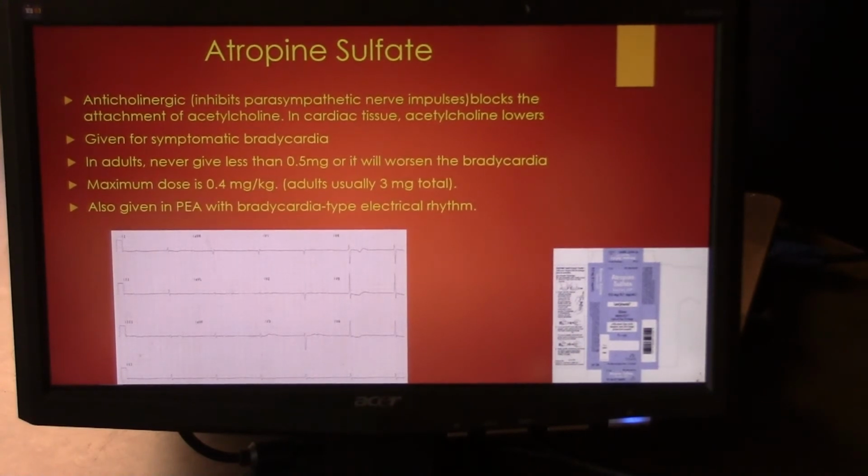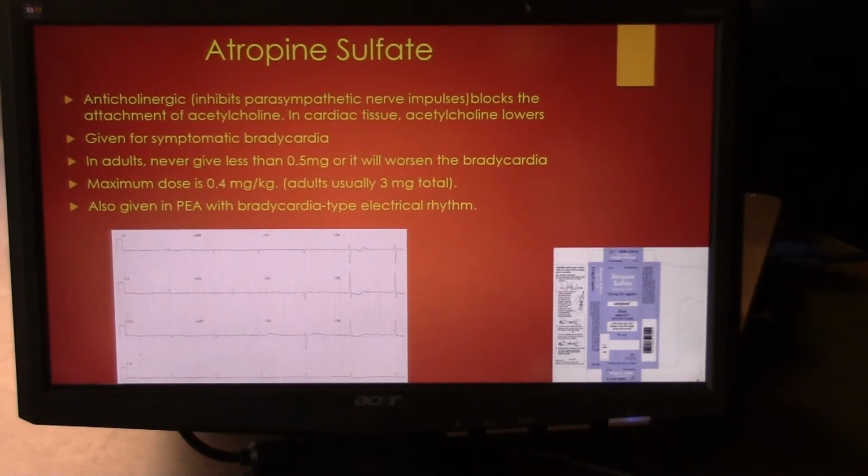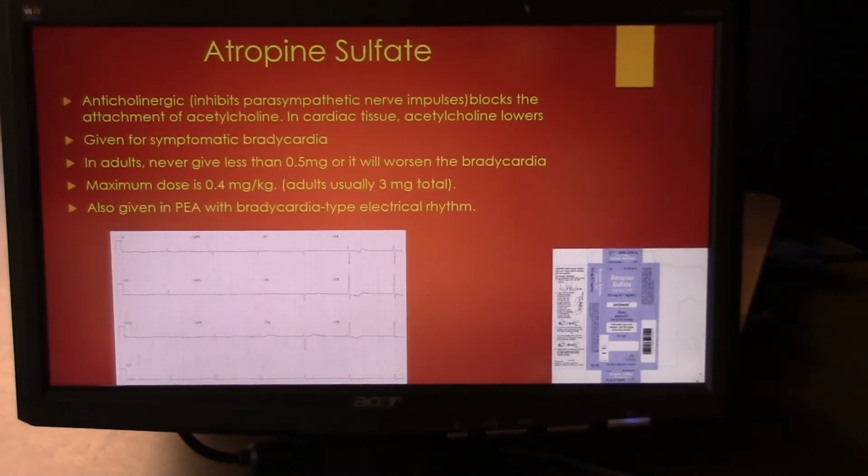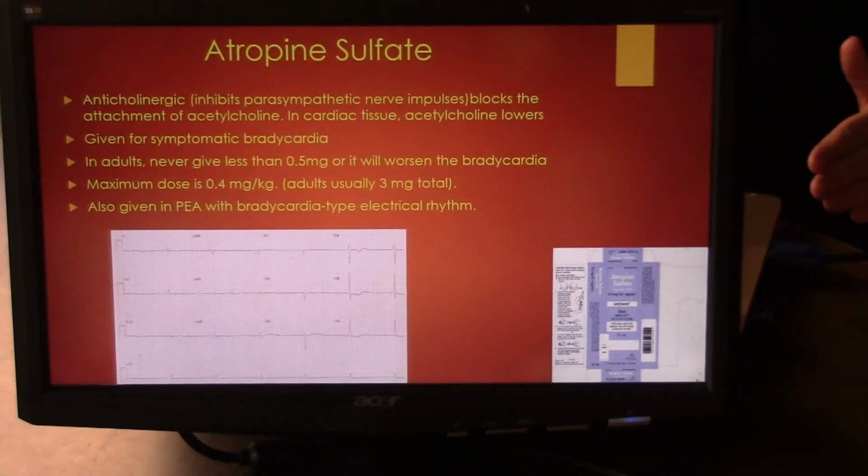Atropine sulfate is an anticholinergic. It inhibits the parasympathetic nerve impulses, so it blocks the attachment of acetylcholine. And in cardiac tissue, it lowers acetylcholine, and what it does is it helps increase discharge from the SA node, and it increases automaticity between the SA node and the AV node, but it doesn't work below the AV node.